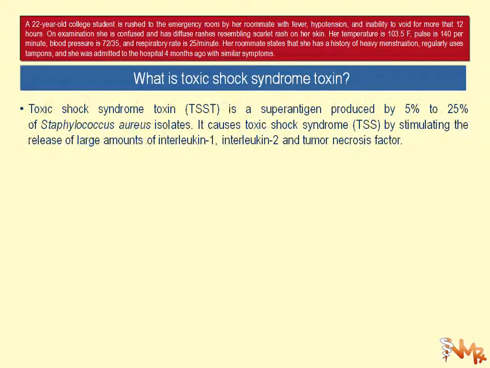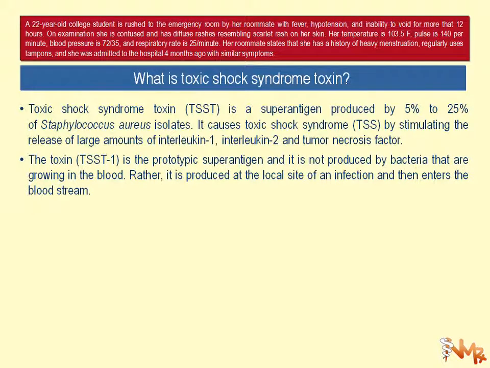Toxic shock syndrome toxin, TSST, is a super antigen produced by 5 to 25% of the Staph aureus isolates. It causes toxic shock syndrome, TSS, by stimulating release of large amounts of interleukin 1, interleukin 2, and tumor necrosis factor. And that's how the toxic shock syndrome is going to be related to the interleukins that we just covered.